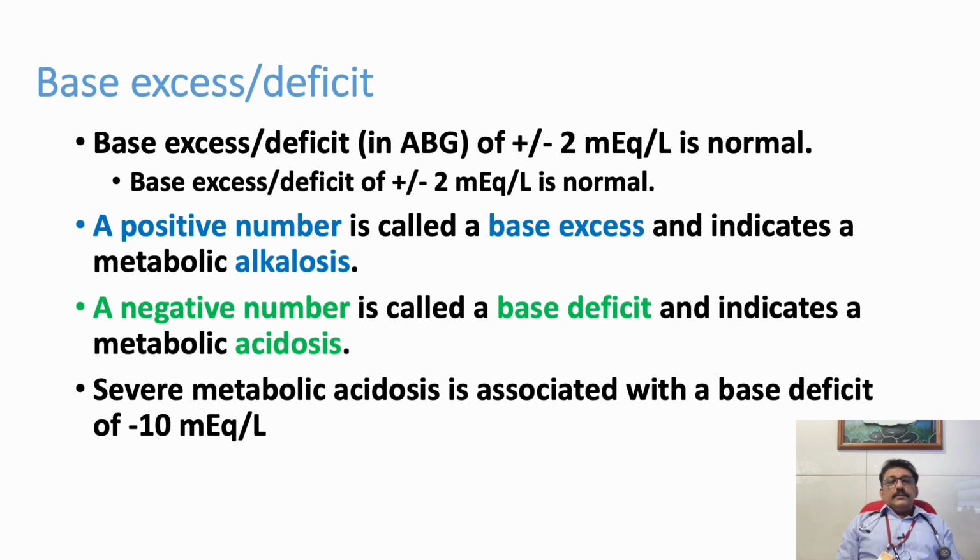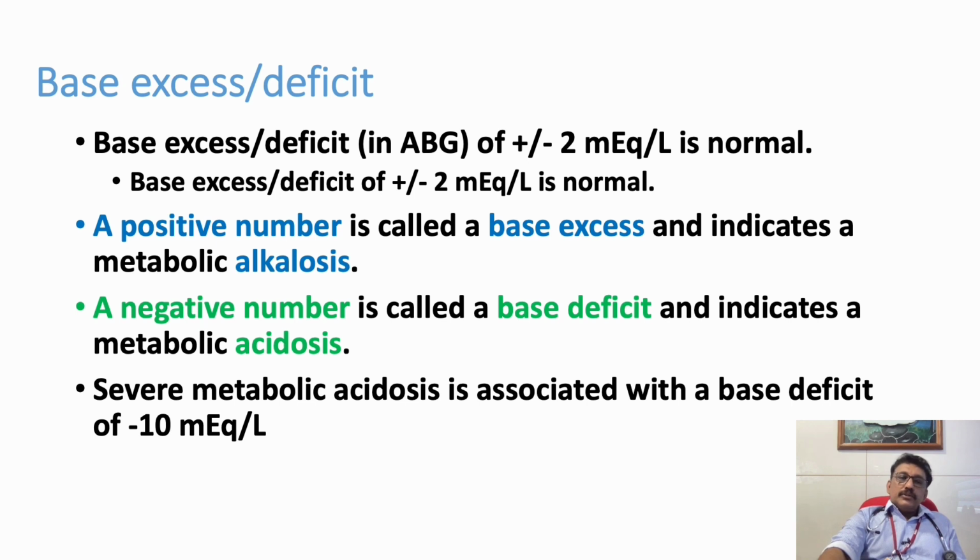Now base excess and base deficit, that is another thing we can get in the ABG itself. Most of the ABGs will give that. Plus or minus 2 is normal in normal ABGs. A positive number is called base excess and that indicates metabolic alkalosis. A negative number is called base deficit, that is indicating metabolic acidosis. Severe metabolic acidosis is associated with a base deficit of minus 10. So that also will be given in the ABG value.